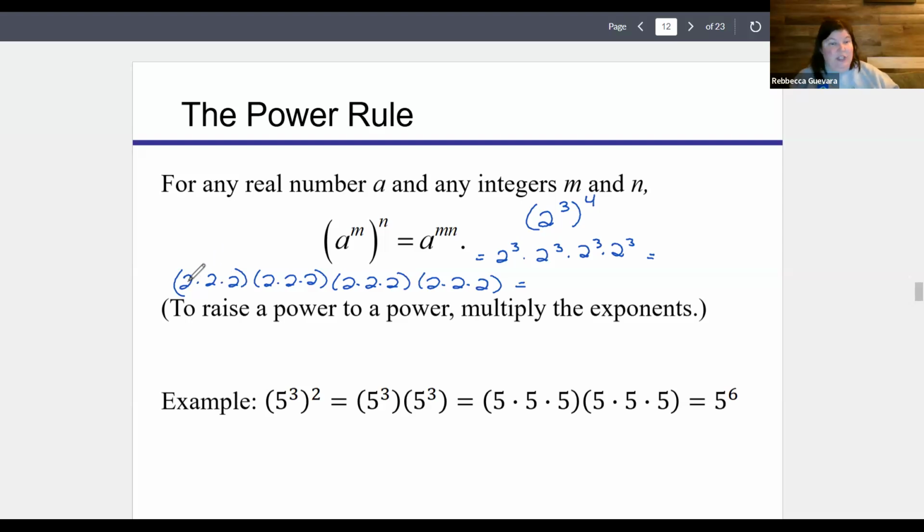So if we count all my 2's, I'm multiplying together 1, 2, 3, 4, 5, 6, 7, 8, 9, 10, 11, 12. 12 2's. Or we could have just done this. 2 to the power of 3 to the power of 4 is just 2 to the power of 3 times 4, which is also just 12. So a power to a power, you multiply the exponents.